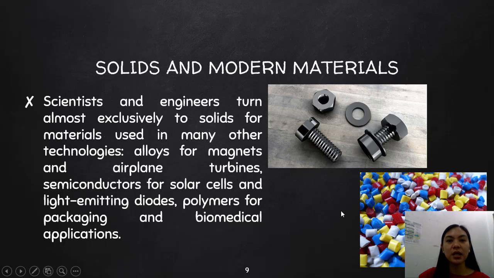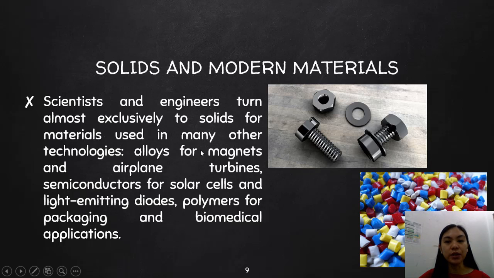Your scientists and your engineers almost turn exclusively to solids for materials used in many other technologies. So it's very obvious that, for example, the current device that you're using to watch this video is actually made out of solids. And of course, all of those materials that you're holding right now are possible because of the solids that we could harness from nature and turn into modern materials that help us in our daily lives.